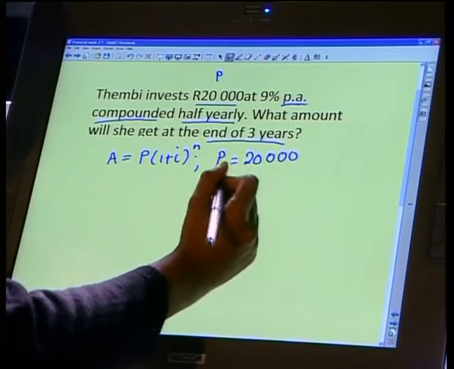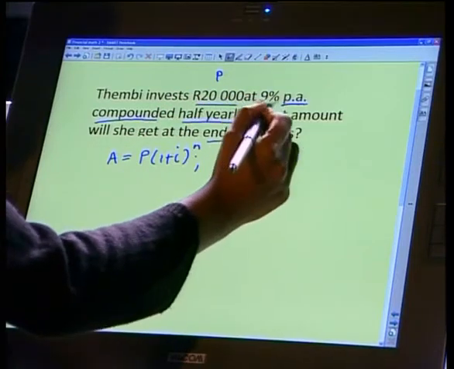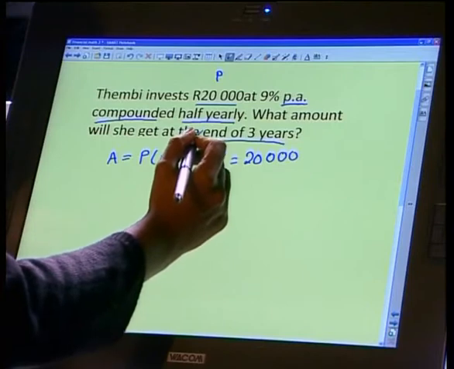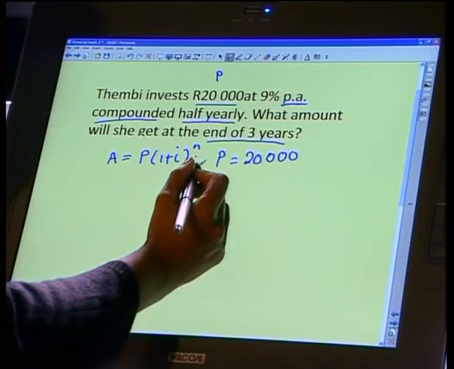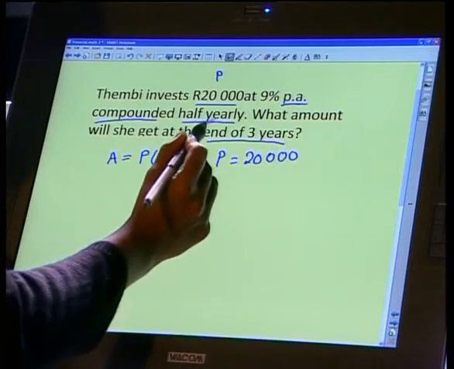And the interest rate, now this is where the change comes in. We are given a nominal interest rate, 9% per annum compounded half yearly. That's just the stated interest rate. It's not what the effective rate is. I need to now work out what interest rate I'm going to be using every half year.